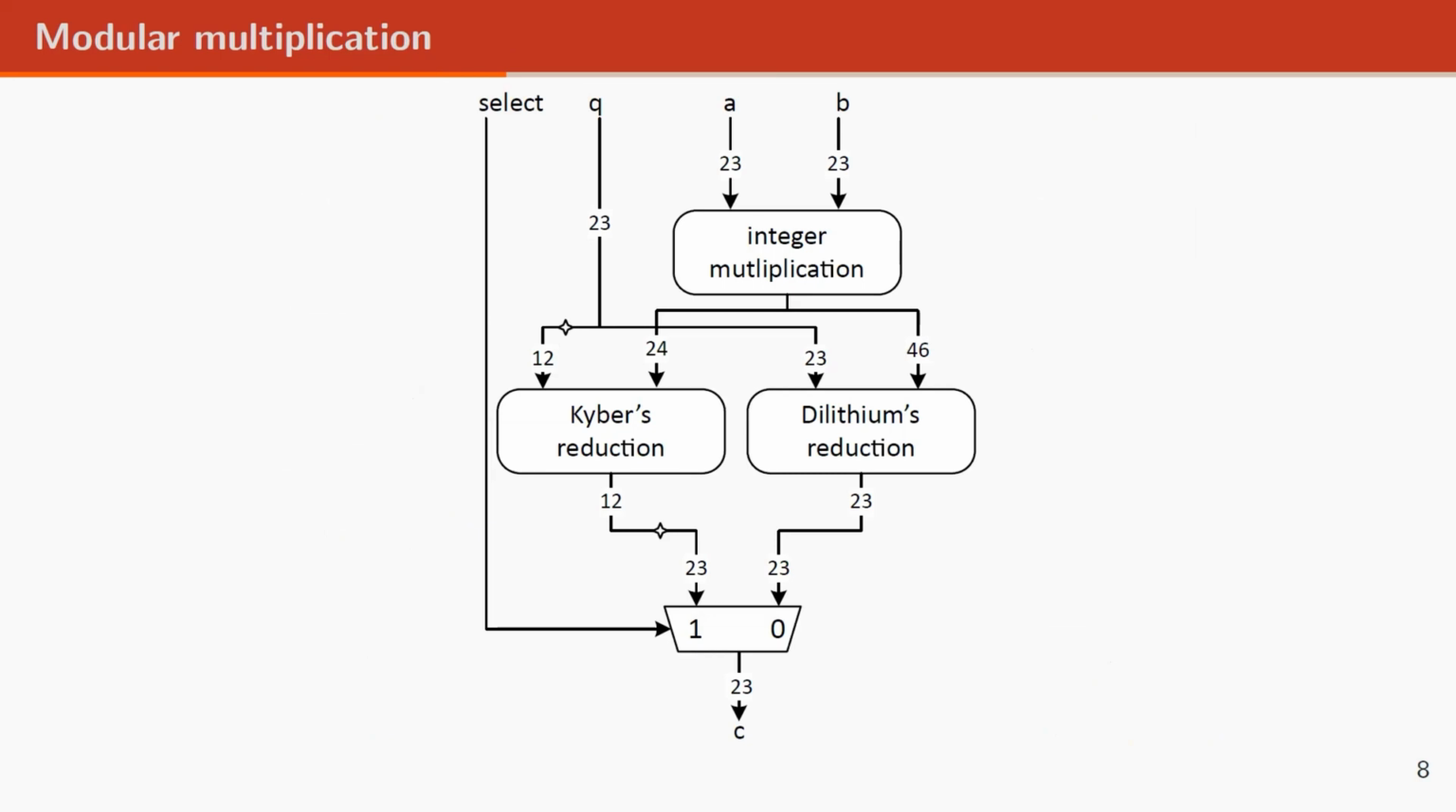Modular multiplication, then the third operation from the butterflies that we wanted to implement. First, we need an integer multiplication, and then we need the reduction. The reduction, in order to cover both schemes, we have Dilithium's reduction and Kyber's reduction in parallel. Based on the scheme that we operate on our processor, on our ALU, we choose the correct result.